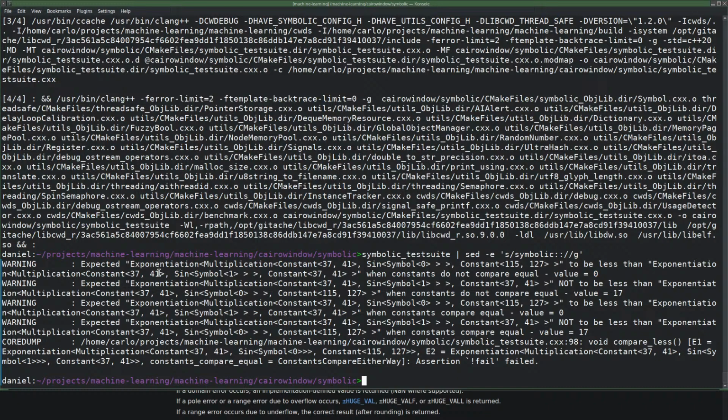Yeah, because there's two exponentiations and the base is less. This is the base, which starts with a constant, so it should be comparing the sign of this symbol with the sign of this symbol, which means that in the end it should be comparing the symbol with the symbol, which is less.